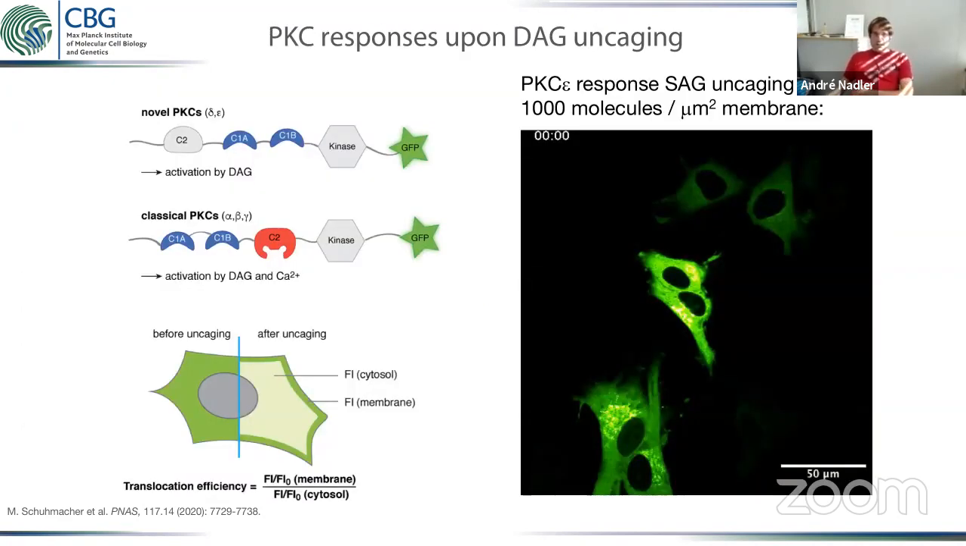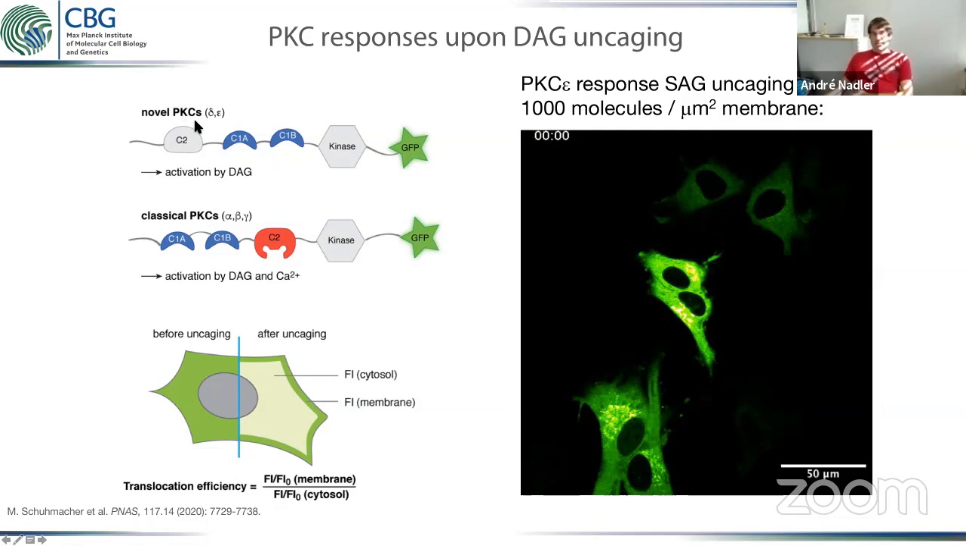The next part is to try and figure out what kind of effects we see on actual signaling. And for this, we turn to diacylglycerol effector proteins. And the most prominent diacylglycerol effector proteins are so-called protein kinase C isoforms.